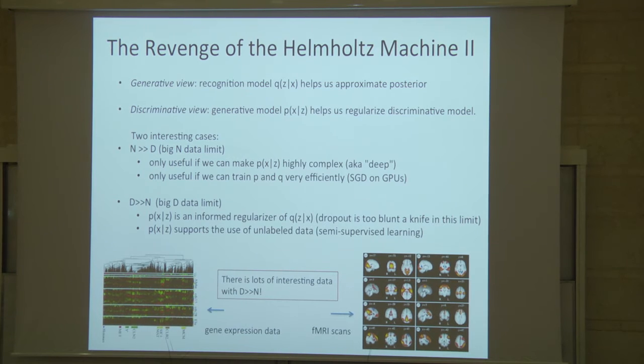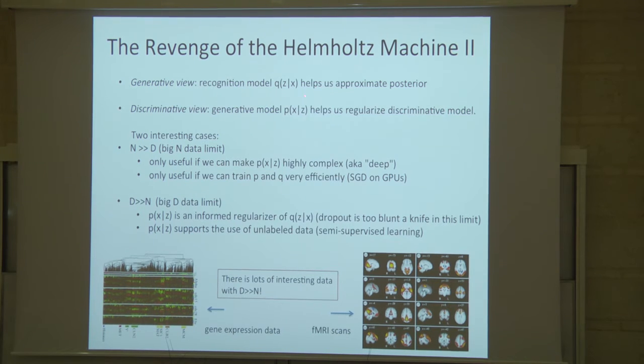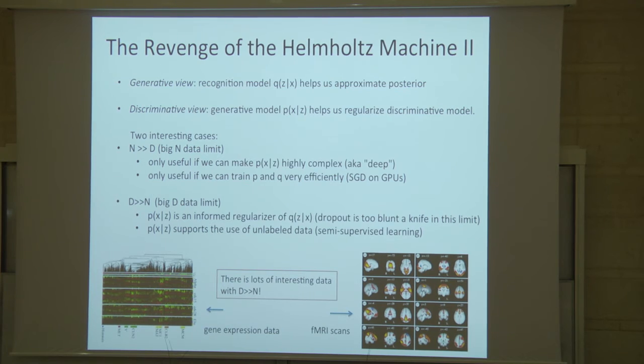And there are two interesting data limits. One is what I call the big data limit, where you have lots and lots of data relative to the number of input dimensions that you have, which is what the Googles and the Yahoos typically use these models for. In that case, you can make P of Z given X have many, many parameters, and you will have to make this generative model really, really complex in order not to limit the model. You need to be able to train these models very efficiently. And we will see that both of these things can be done with the Helmholtz machine that I will propose.